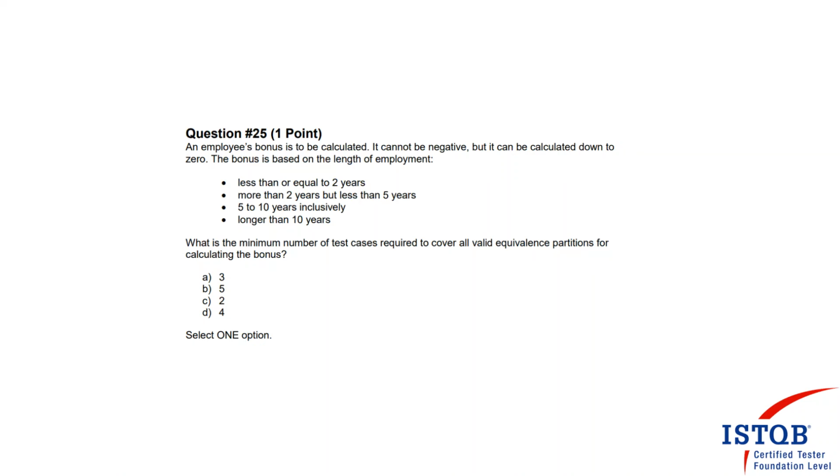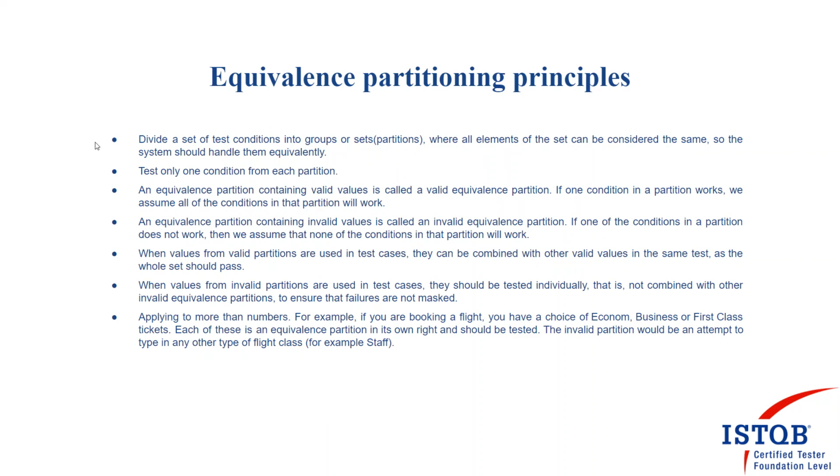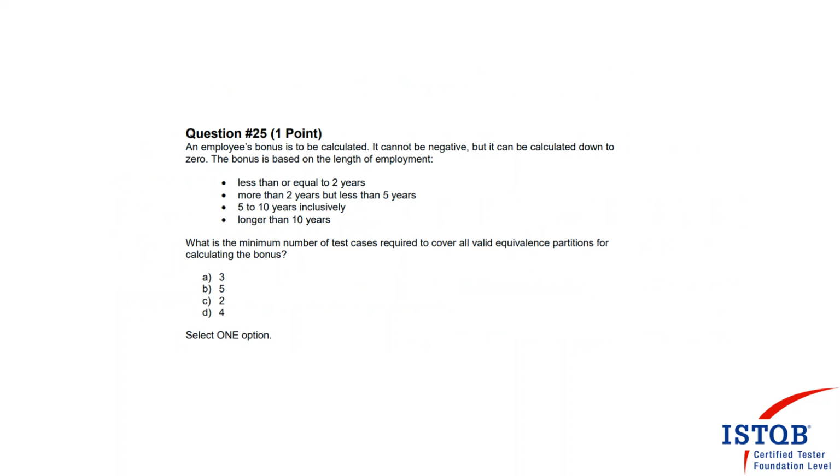Pause the video and read the text on your own. It is very simple test, and I bet you already know the answer. Because it is simple, it is good example for explanation. Our first principle is, divide a set of test conditions into partitions. In our test, it is already done in the description. Each of these conditions is a partition. So we have 4 defined partitions in total.